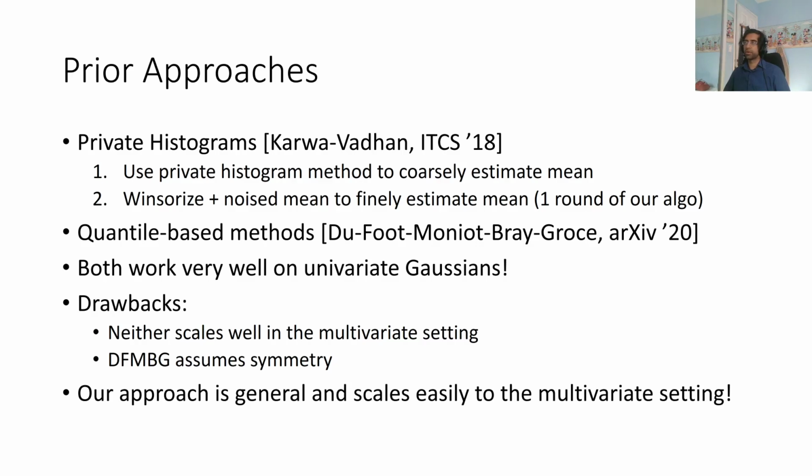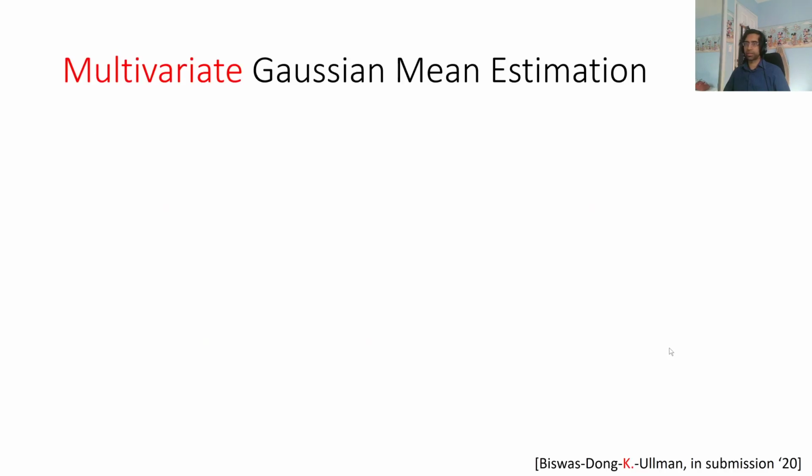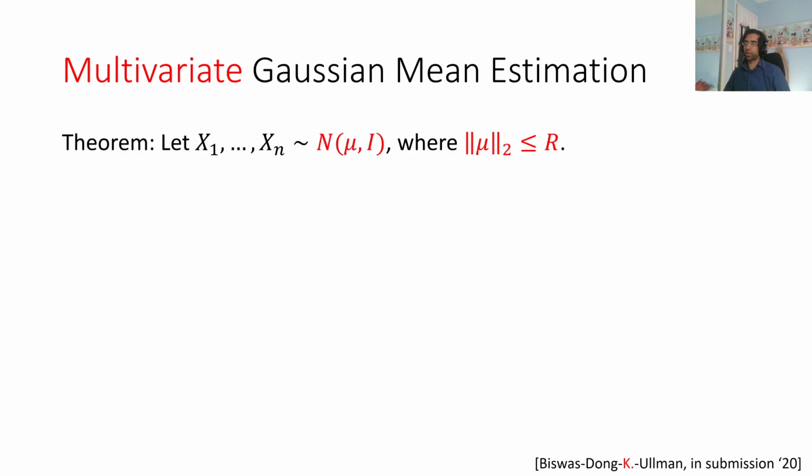Cool. So let me show you the theorem for multivariate Gaussian mean estimation. We're not going to do this in as much detail as the univariate Gaussian mean estimation, in the sense that I'm just going to flash the differences, but we're not going to walk through it once again. So the theorem is the following. This time we're given data from a Gaussian with unknown mean and, say, identity covariance for simplicity. And we're told that the mean of the unknown distribution is bounded in L2 norm by some parameter R.